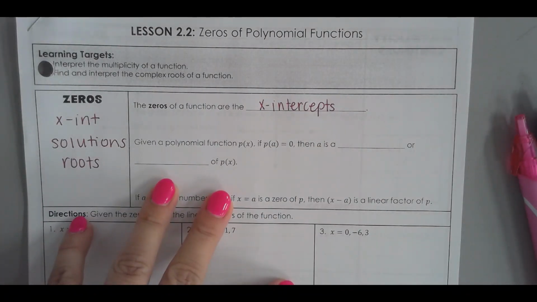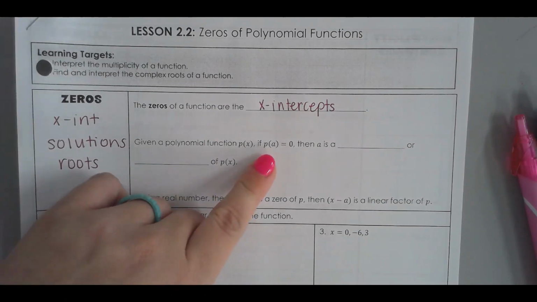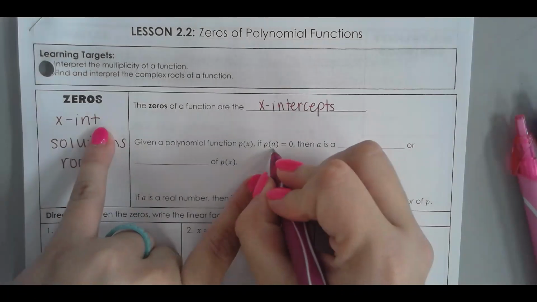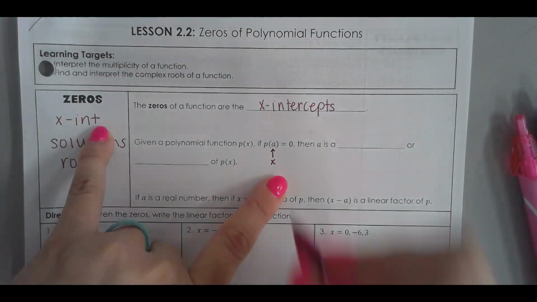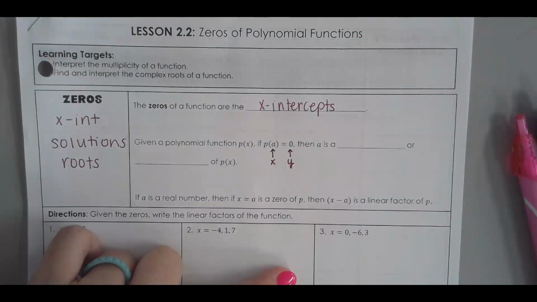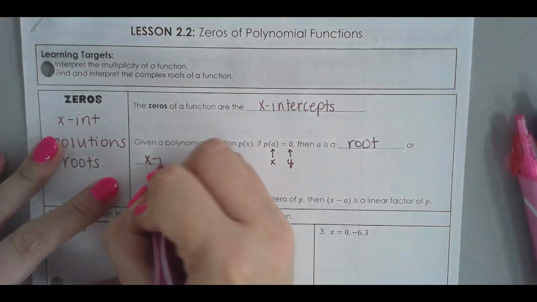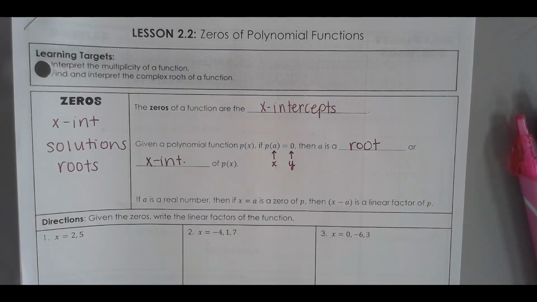So given a polynomial function, if I give you p of x, if p of a equals 0, remember what is in parentheses is your x value. So if you have your x and then the y is 0, it is a root or x-intercept. If your f of x is equal to 0, then that x value is an x-intercept. It's when the y value is 0.